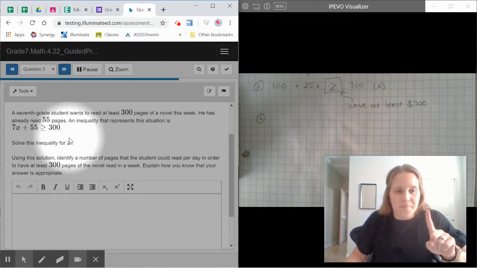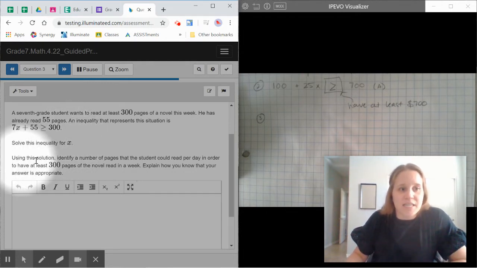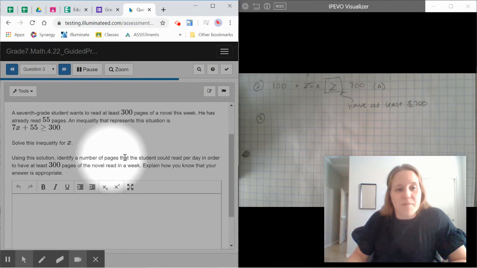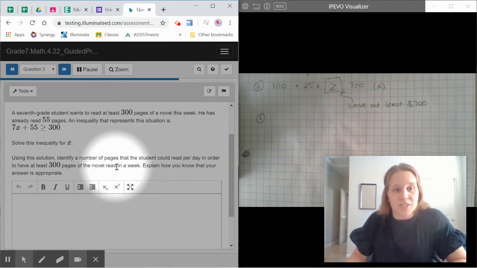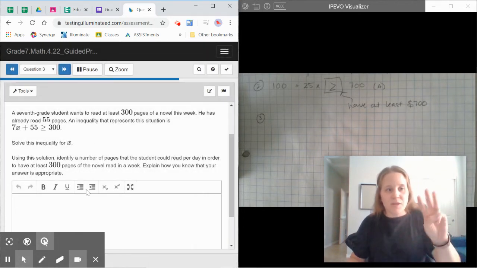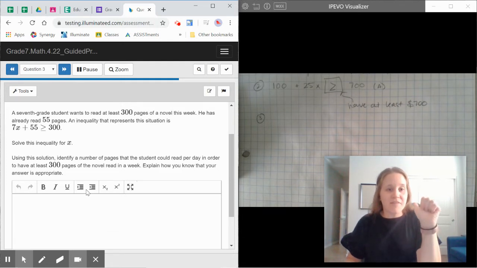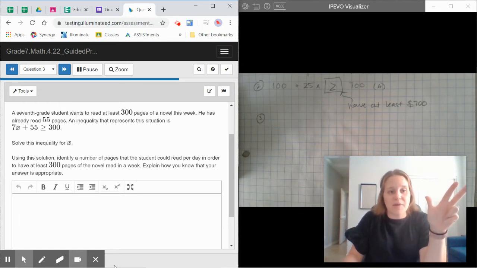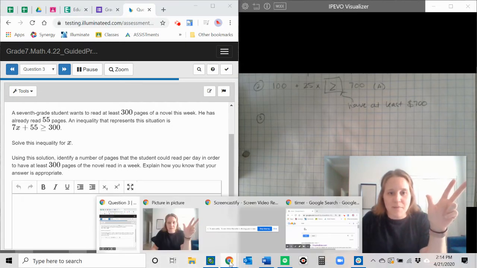That's our first job. Second direction, using this solution, identify a number of pages that the student could read per day in order to have at least 300 pages of the novel read in a week. Explain how you know that your answer is appropriate. All right, so I've got really 3 parts. I've got solve, I've got identify a number of pages per day, so identify a solution, and then I've got explain how I know that that's appropriate. So 3 main parts here.